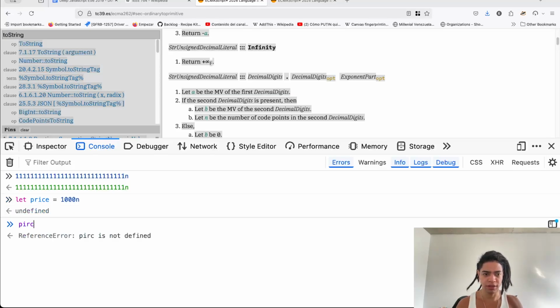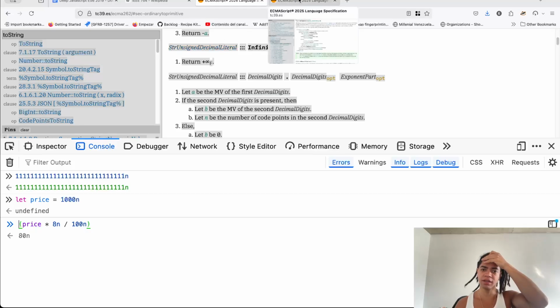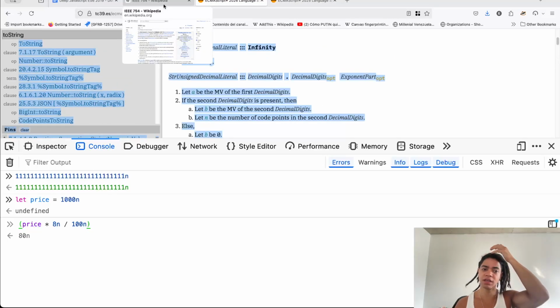And then I say, hey, I want to take the 8% of this, all right, and divide by 100, BigInt, all right. And then also I want to assign that. So you're going to multiply this number by 8 and then divide by 100 to get the 8%.